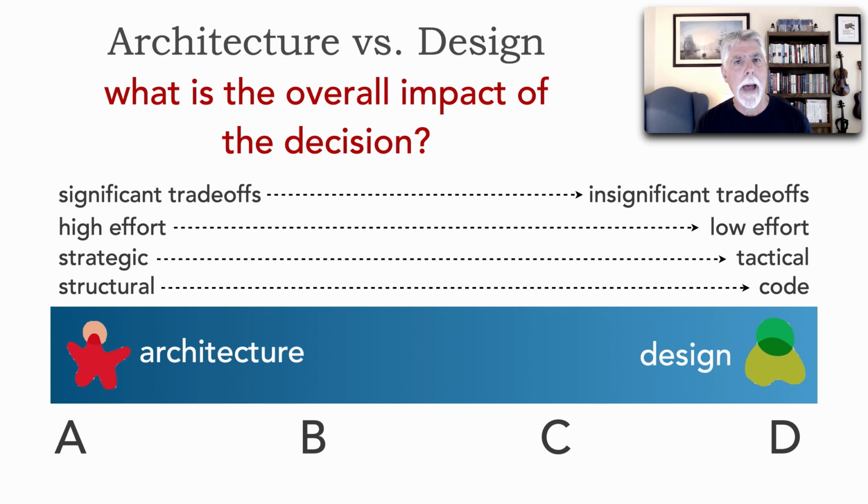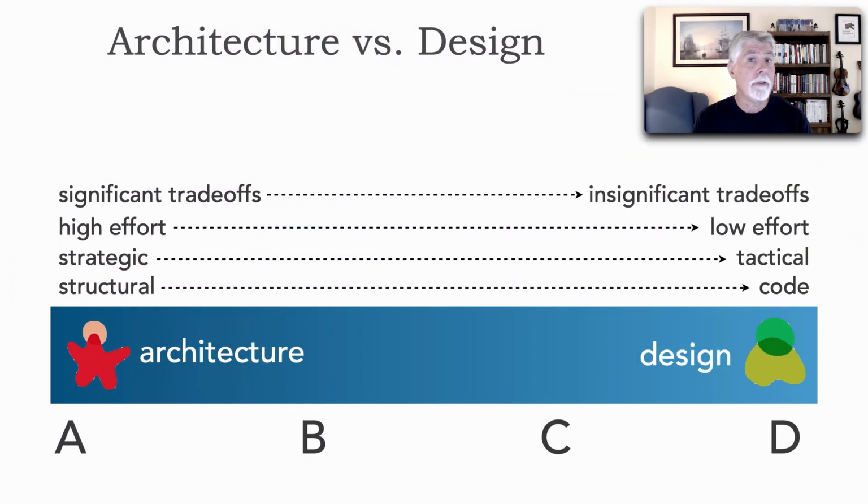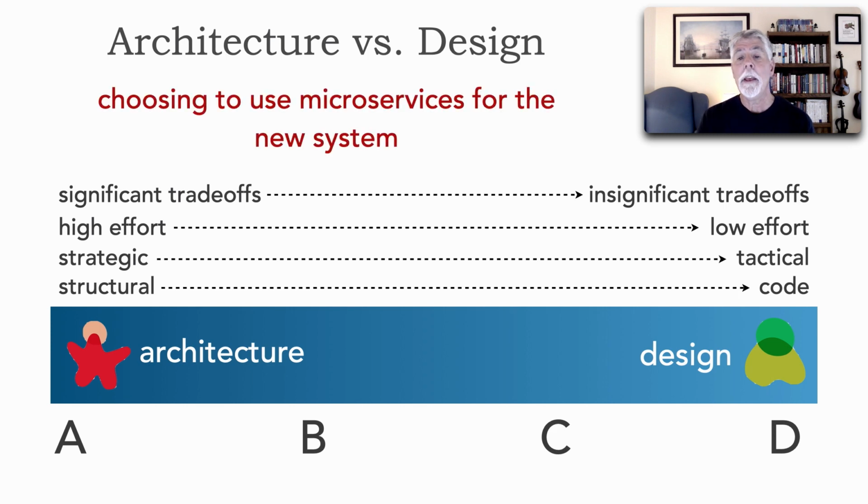What's the overall impact? Things that are architectural in nature tend to have a higher impact than ones that are design related. So with all this in mind now, let's actually take a look at some examples. I'm going to show you two extreme examples, and then we'll see one that's right in the middle of the spectrum. So for example, right here, what about choosing to use microservices for the new system?